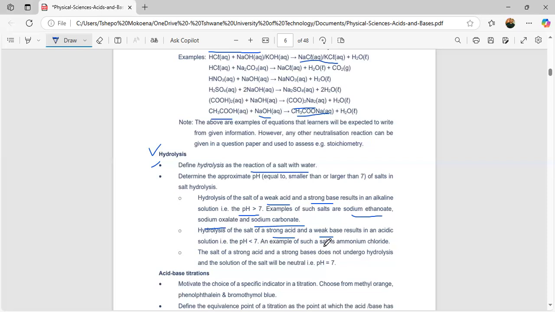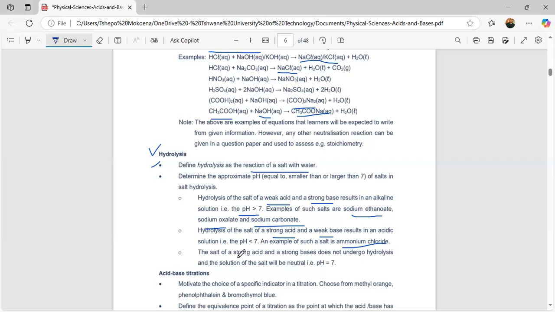And then an example of a salt is ammonium chloride. So this is ammonium chloride. We can see that HCl, which is a strong acid, reacts with a weak base. Now, strong acid, weak base, gives a salt that will result in a solution that is acidic, whereby the pH will be less than 7.